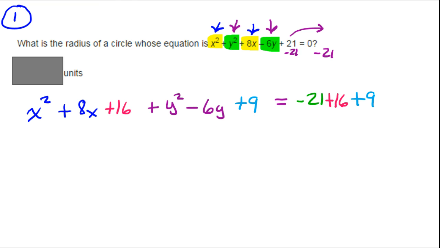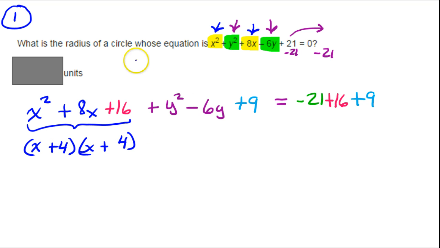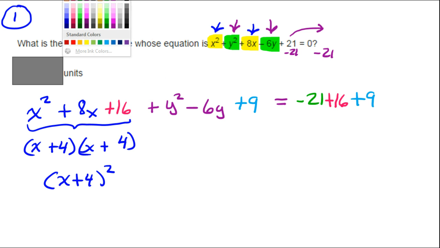Okay? Now remember, the benefit of doing that is when I factor this, it's going to factor as the same thing twice. So it makes it easy to factor. Because x squared is x times x, 16 is 4 times 4. I noticed it's positive, so it'll be positive and positive. Okay, so that's going to wind up being x plus 4 squared because it's the same thing twice.